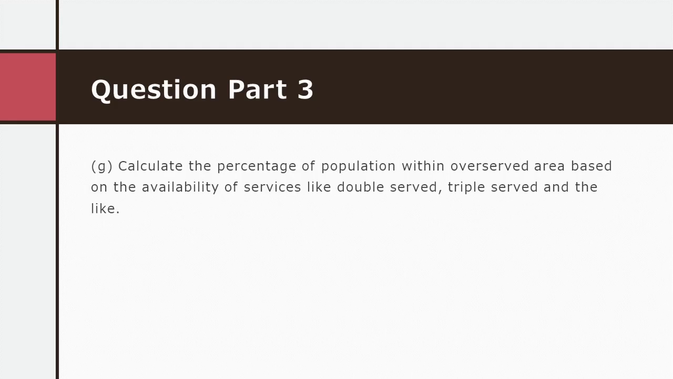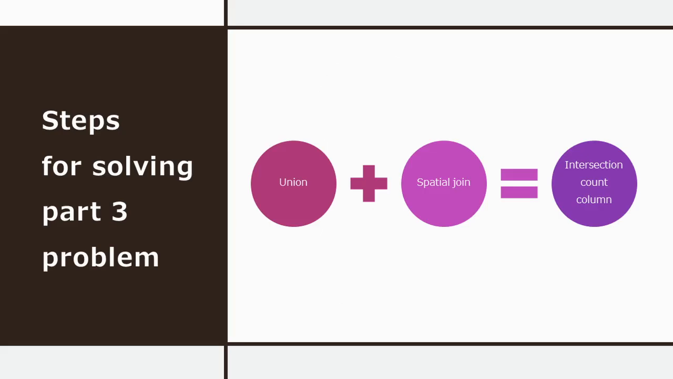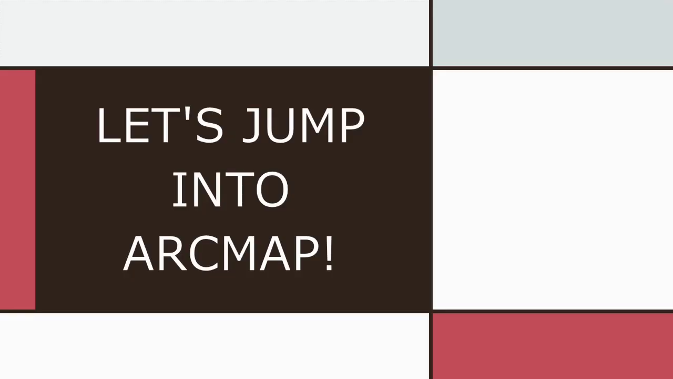It was about calculating percentage of population within overserved area based on the availability of services like double served, triple served, and etc. For that, we need all previous data and a new column which indicates how many times an area is served. As I don't know any specific tool for that, I had to do some tinkering with the currently known tools, searching Google for solution or related concepts. Then finally found a solution that is somewhat working. If we union the layer and spatial join the union result with the original layer, the column is found.